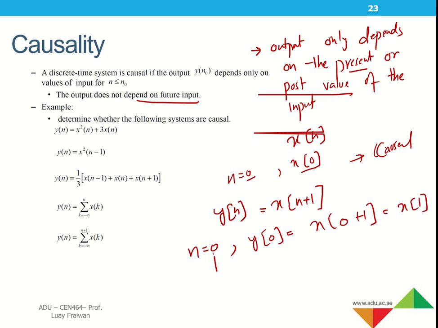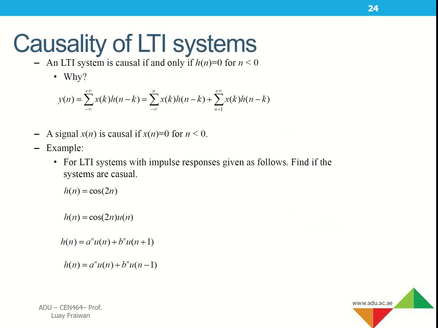Now you are getting the value of 1. You are supplying n is equal to 0, but you are getting a value of x of 1, the future value. So you are getting the next value. You are supplying 0, but you are getting the value at 1. So the next value, the future value. So in this case it will be non-causal. These are more examples which we will solve during the live session.